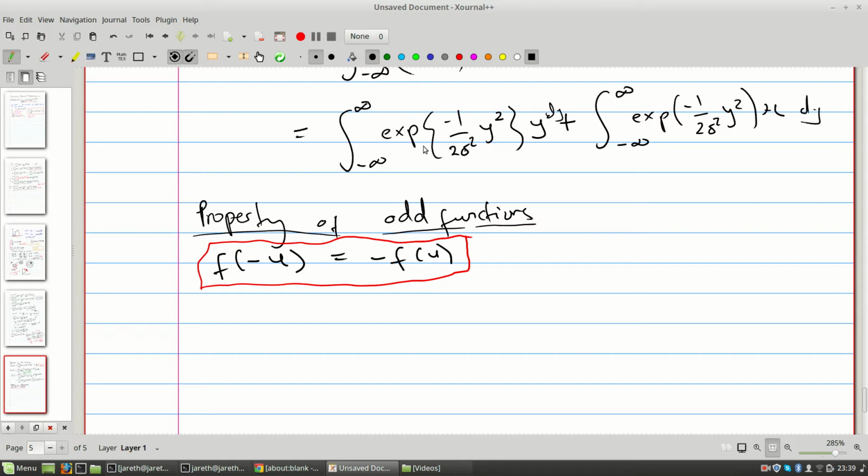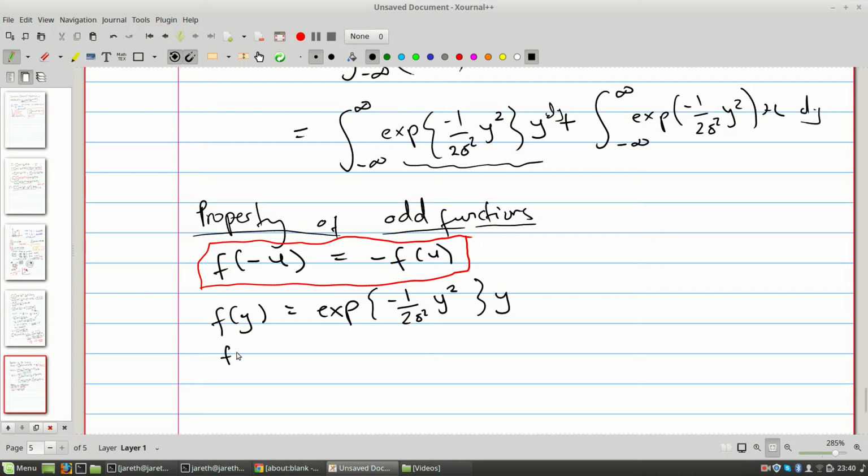So if we look at this function, what you can do is try to substitute the values here and see if it all boils down to the same thing. Let me actually do it to make it easier for you. So let's look at this function, which is a function of y. We can say that f of y is equal to the exponent of minus 1 over 2 sigma squared y squared, multiplied by y.